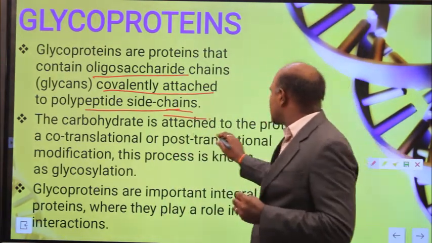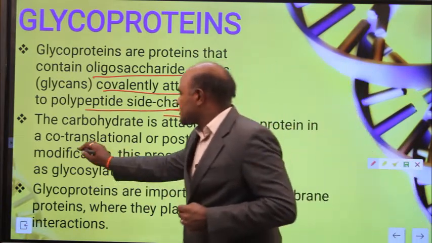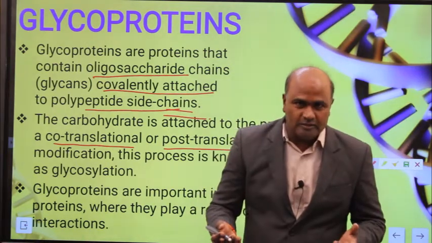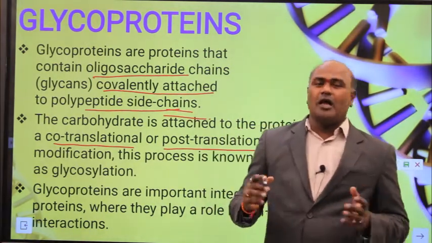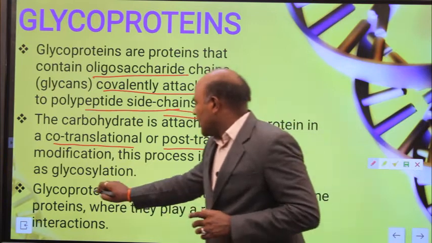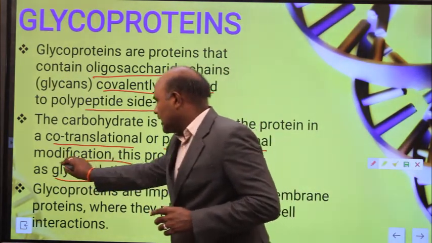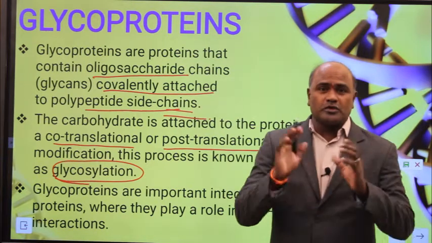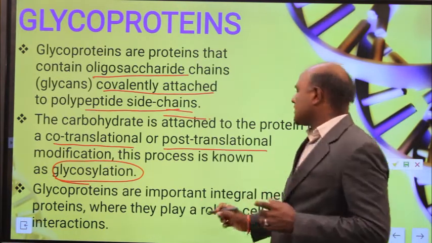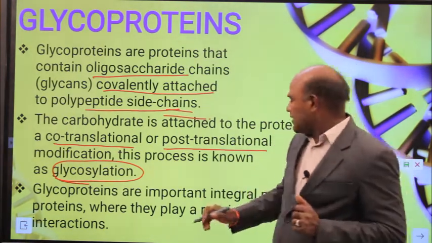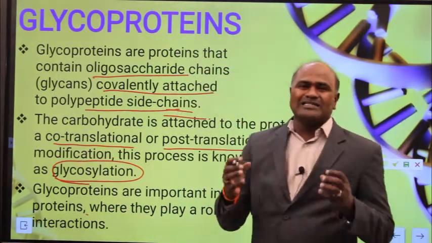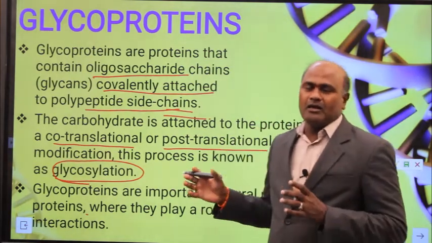The carbohydrate is attached to the protein in co-translational or post-translational modification. This process is known as glycosylation. This whole process we call glycosylation. Glycoproteins are very important as integral membrane proteins, where they play an important role in cell-cell interactions.